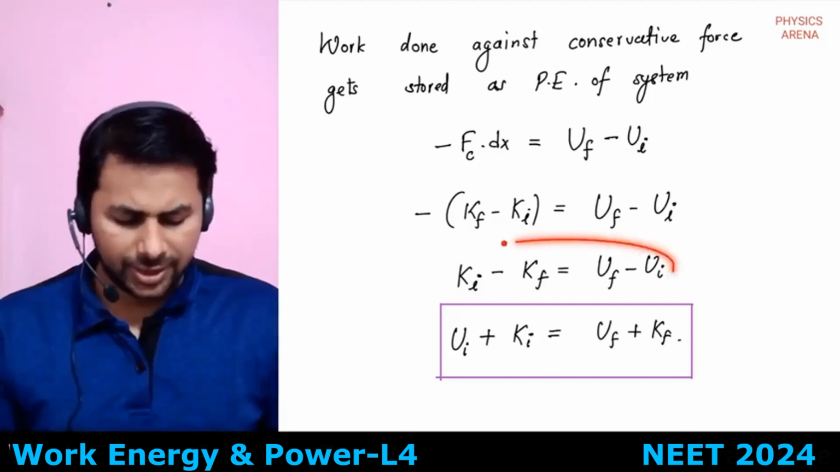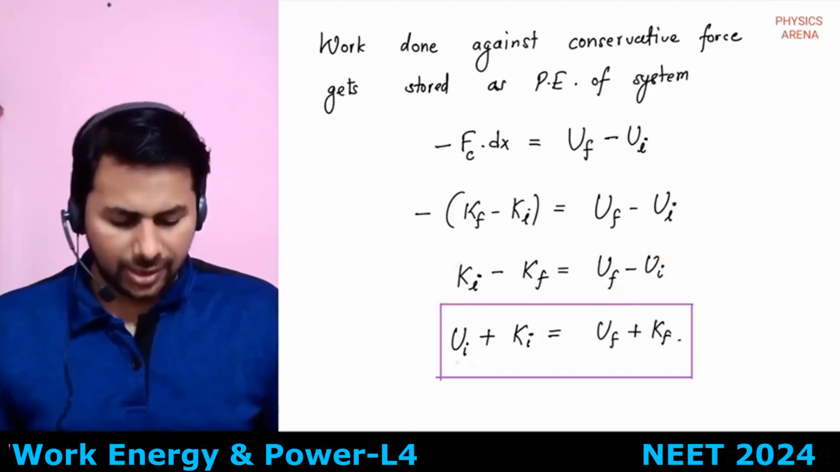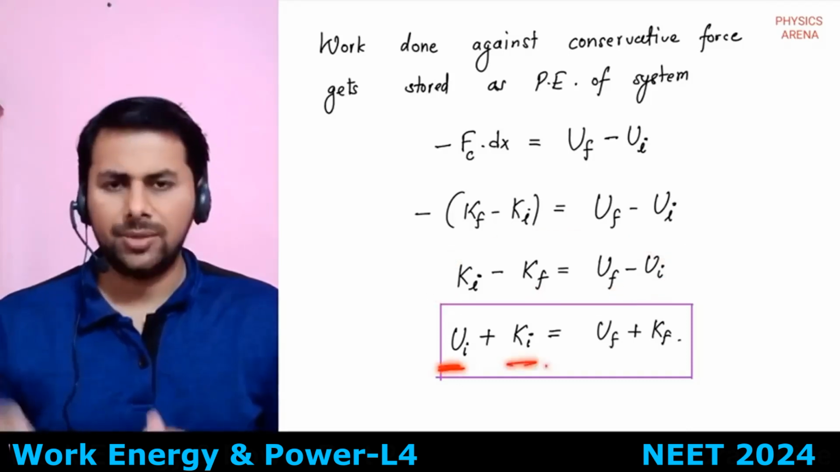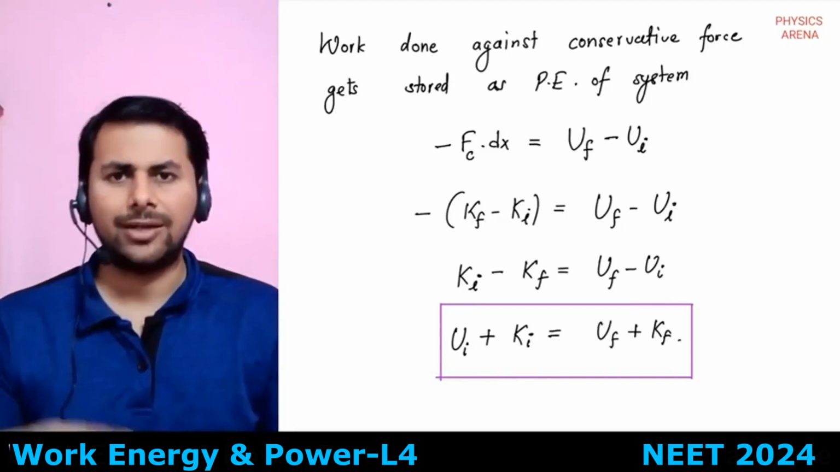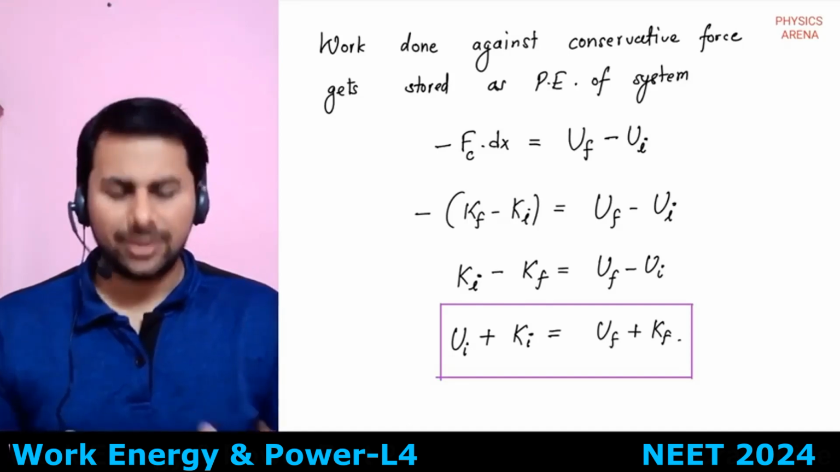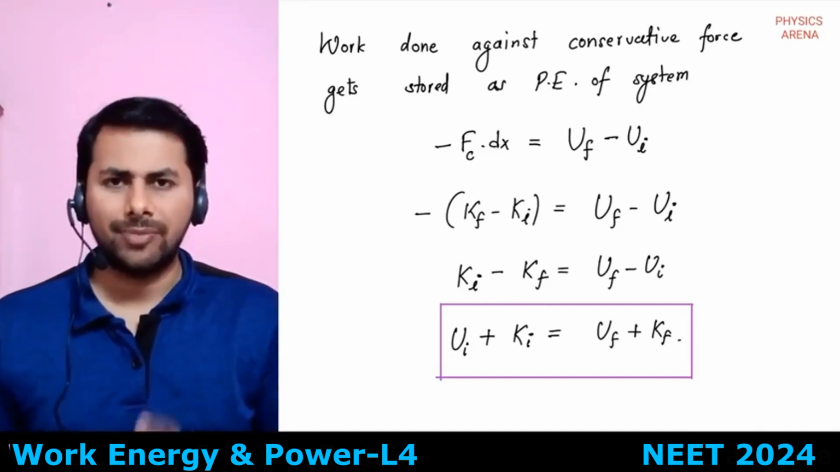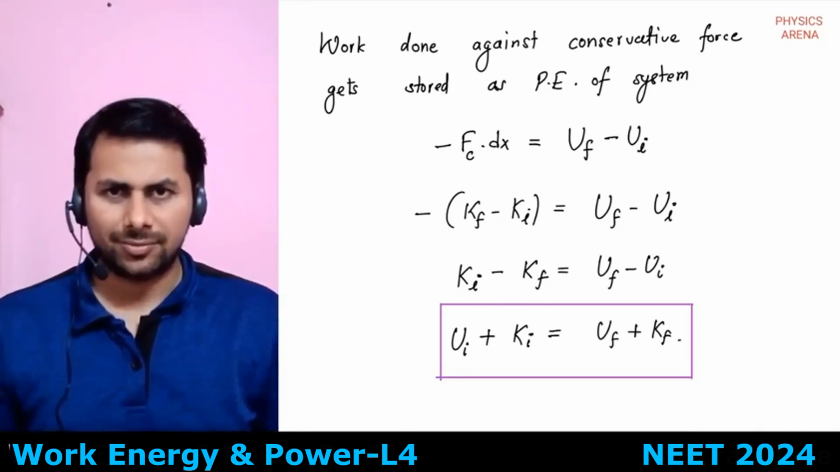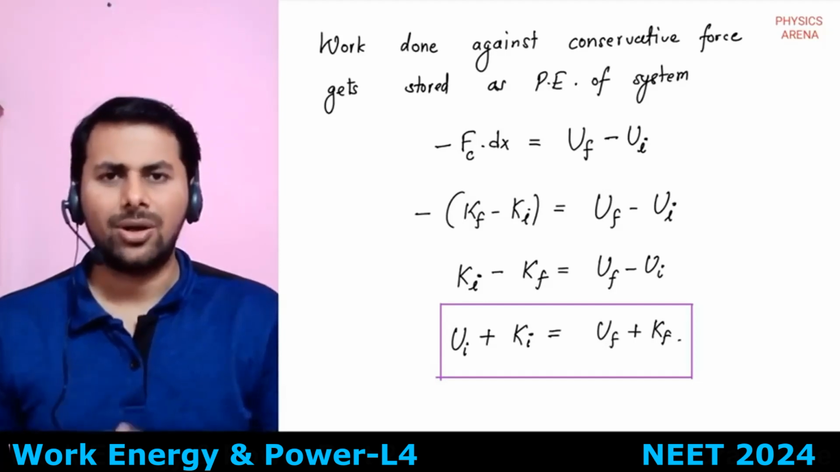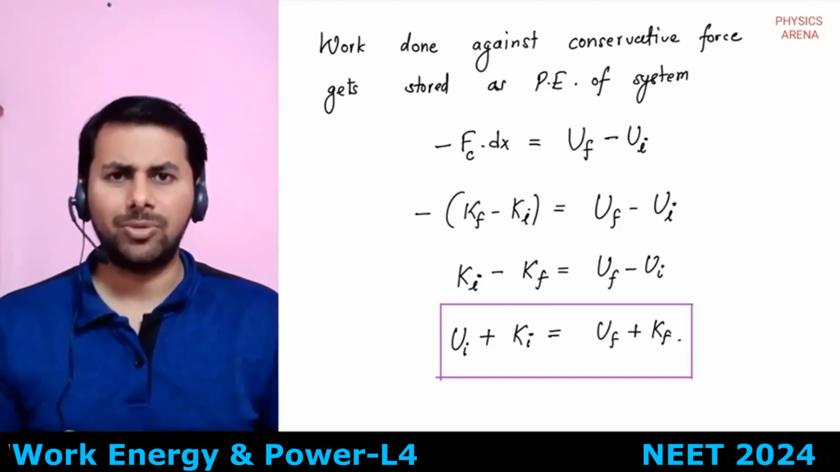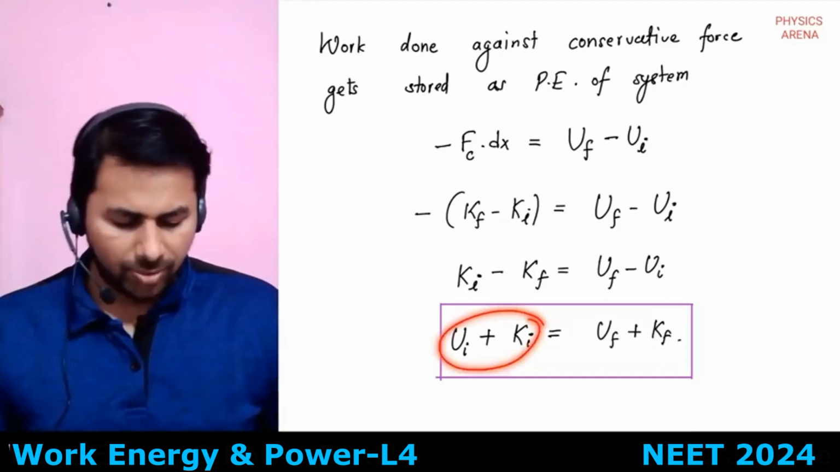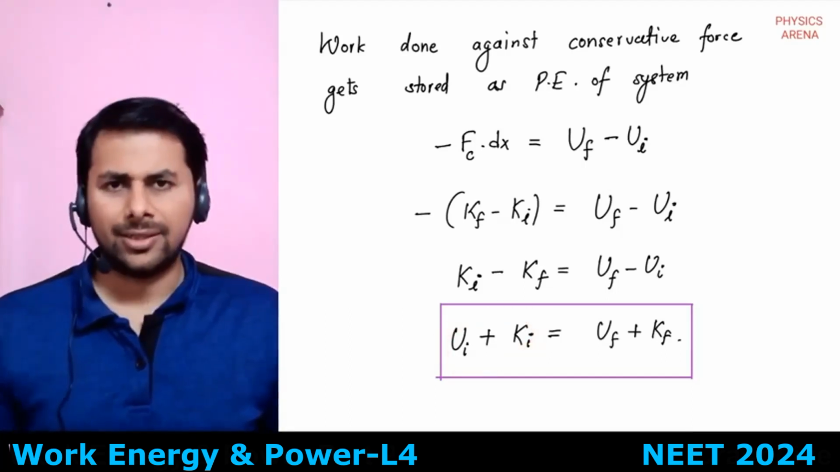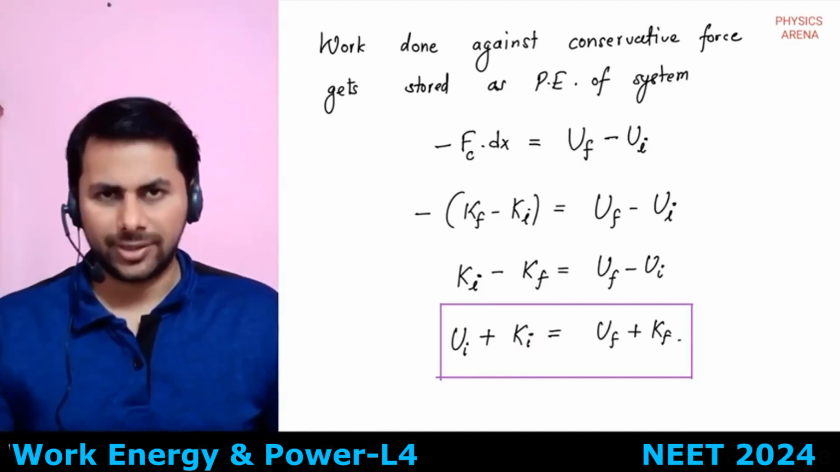Rearranging the terms, we get that initial potential energy plus initial kinetic energy is equal to final potential energy plus final kinetic energy. And this is known as the law of conservation of mechanical energy of a body. So the sum of potential energy and kinetic energy remains constant.